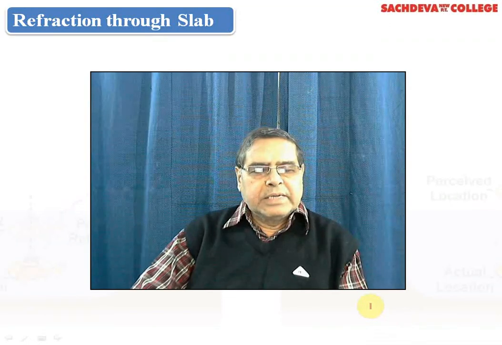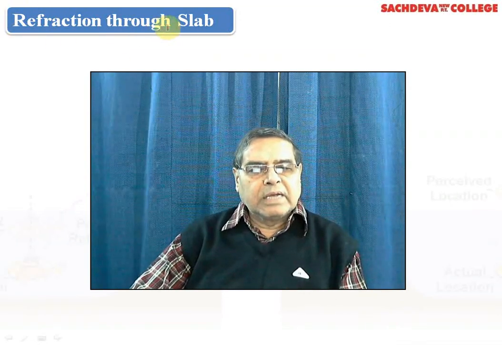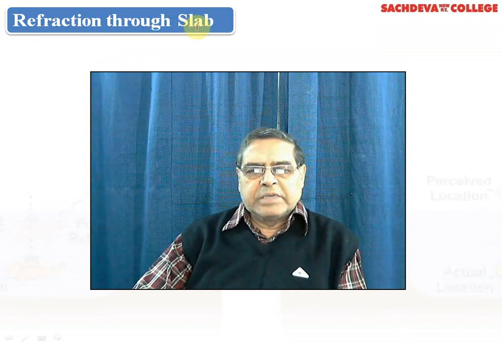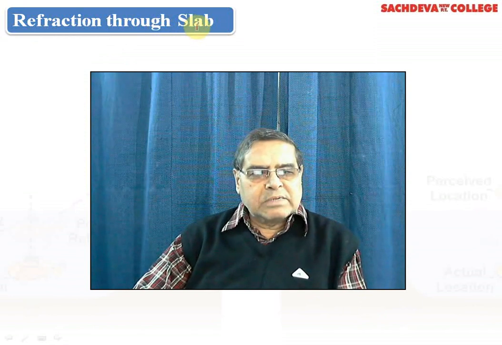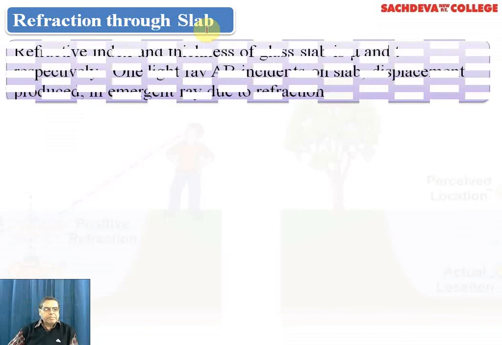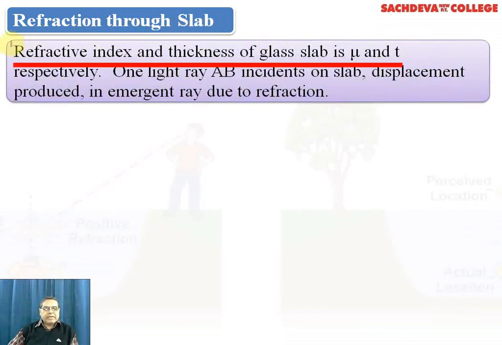Now, next thing is refraction through a glass slab. When we speak of a slab, it means we are referring to a glass slab. This experiment we generally do in the lab. The refractive index and thickness of the glass slab are mu and T. Mu represents the refractive index of glass and T represents the thickness of the glass slab.